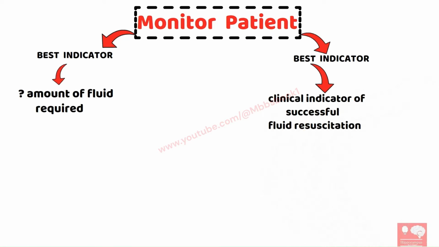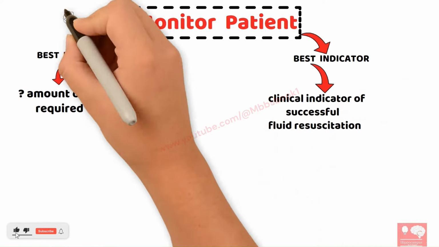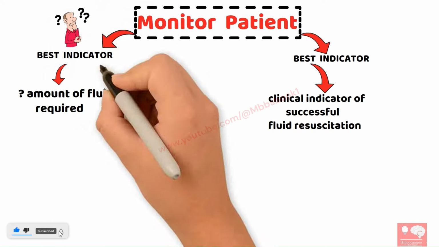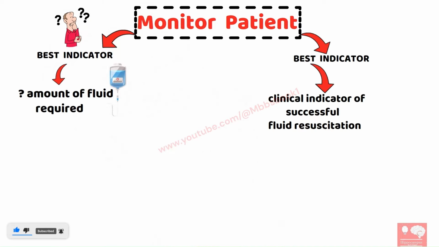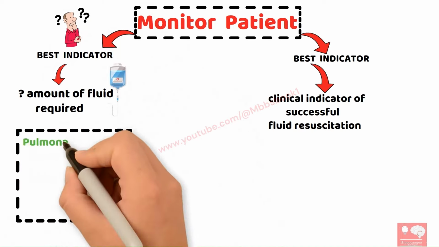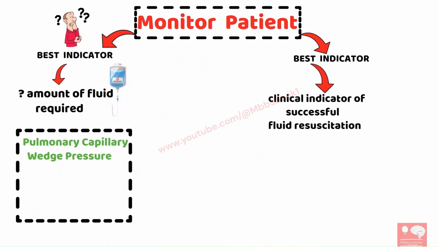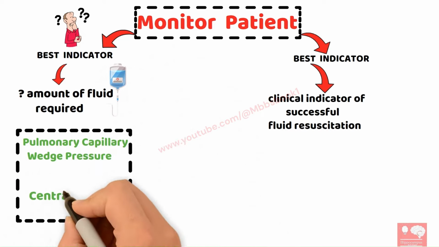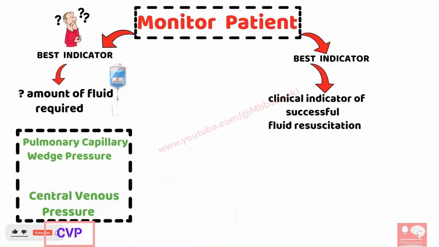Now, what is the meaning of these 2 points? Let's come to the first point. How to initially determine how much fluid to give? The answer is pulmonary capillary wedge pressure, and the second is central venous pressure, CVP.